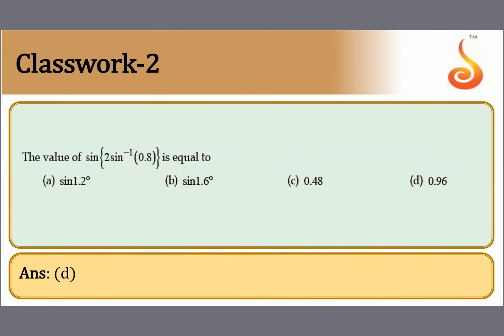Here, first of all, sine 2 theta is equal to 2 sine theta cos theta. This is formula 1. Next one is sine inverse x is equal to cos inverse root 1 minus x square. Third one, cos inverse x is equal to sine inverse under root of 1 minus x square. So these are the 3 formulas we use.